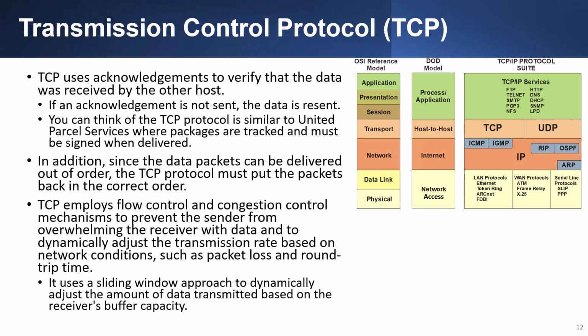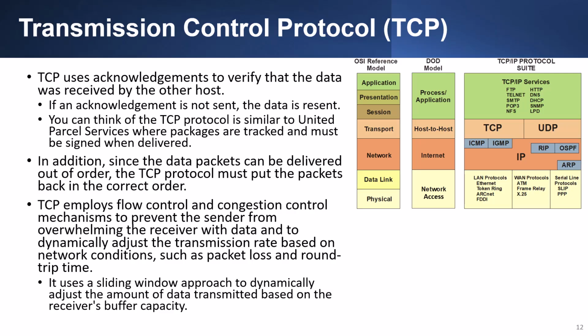TCP uses acknowledgments to verify that the data is received by the other host. If the acknowledgment is not sent, the data is resent. You can think of the TCP protocol similar to United Parcel Services, where packages are tracked and must be signed when delivered. In addition, since the data packets can be delivered out of order, the TCP protocol must put the packets back in the correct order.